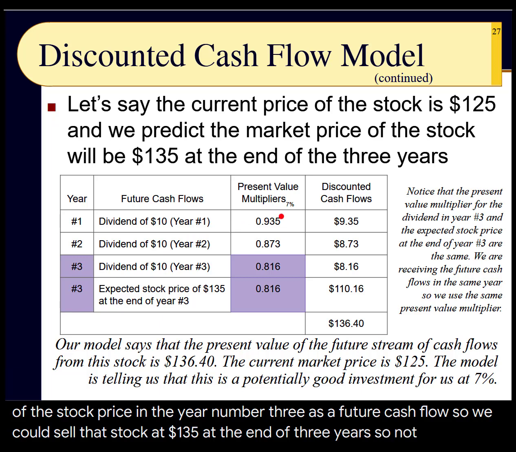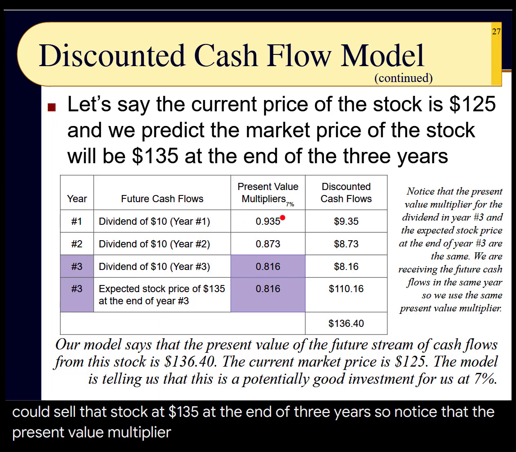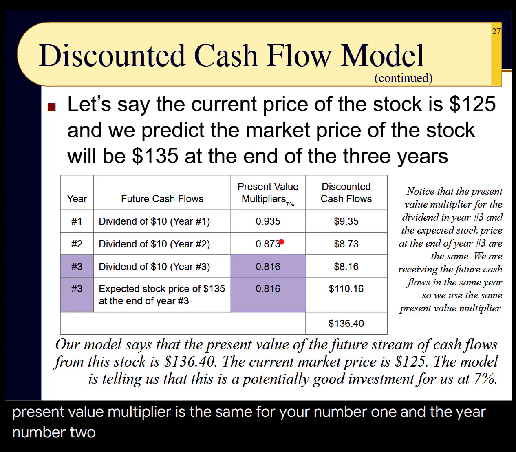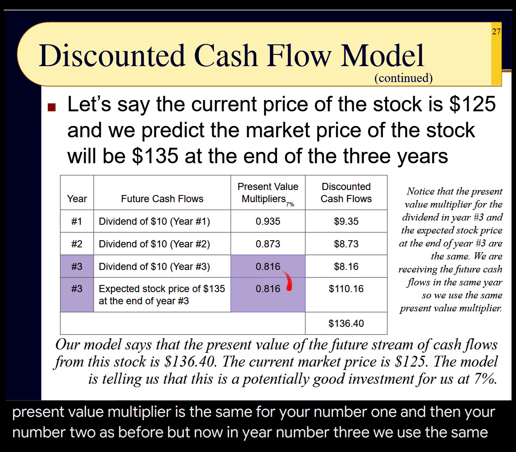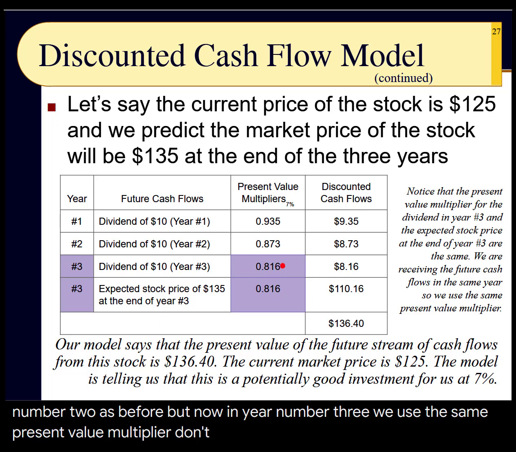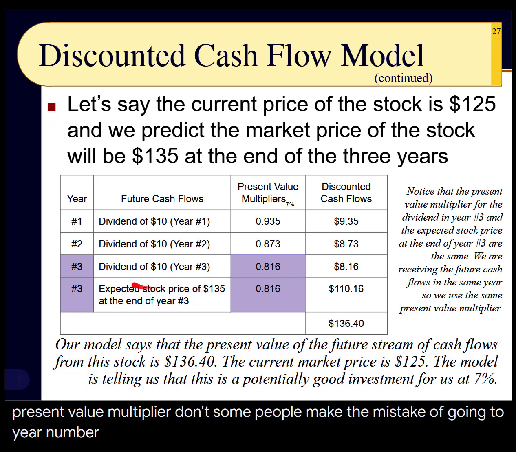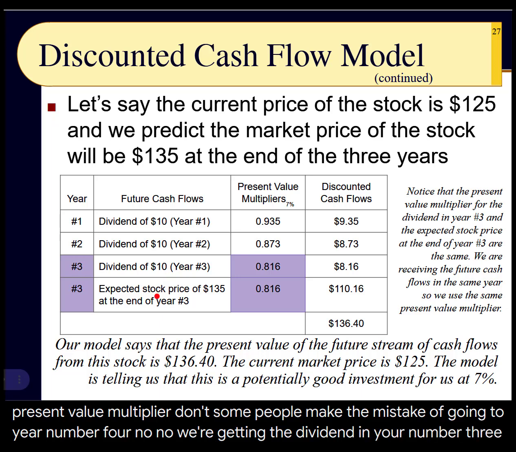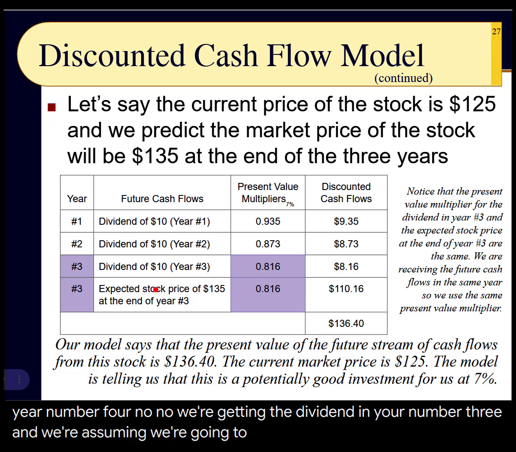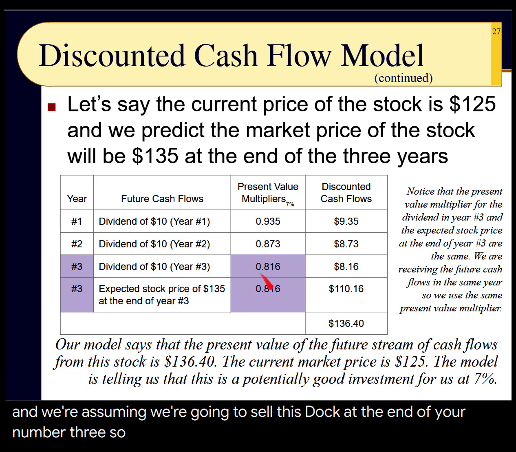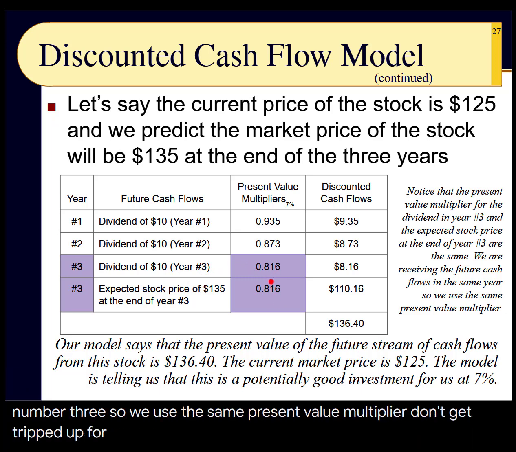So notice that the present value multiplier is the same for year number 1 and year number 2 as before, but now in year number 3, we use the same present value multiplier. Some people make the mistake of going to year number 4. No. We're getting the dividend in year number 3, and we're assuming we're going to sell the stock at the end of year number 3. So we use the same present value multiplier. Don't get tripped up over that. It's a very easy thing to mess up.